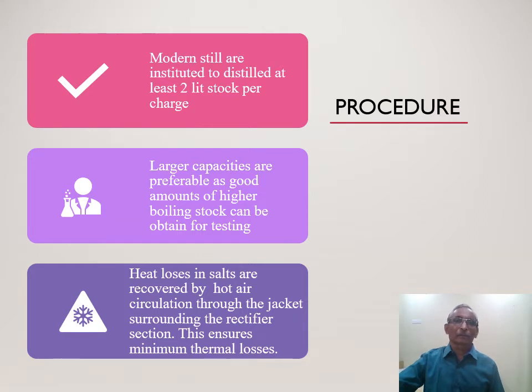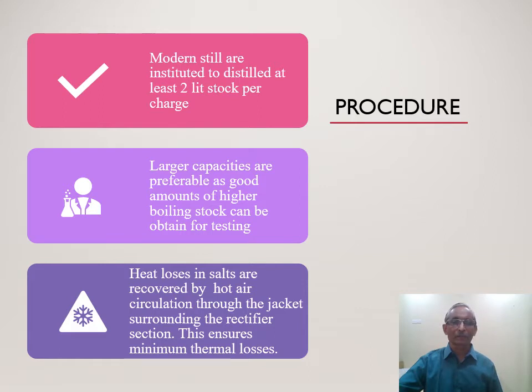The steel where you are going to take the sample, the size they consider as a minimum of 2 liter stock per charge, but you can take the maximum depending upon the design of that particular TBP apparatus. Large capacities are preferable, as a good amount of higher boiling stocks can be obtained for testing, because you have to test that particular sample. With the maximum size, you get more components.